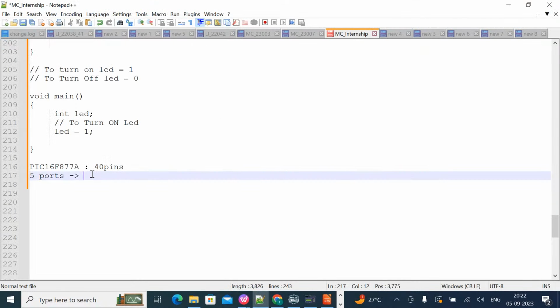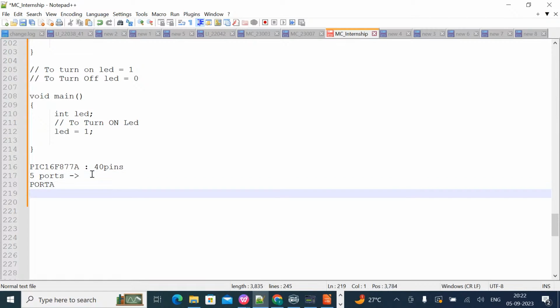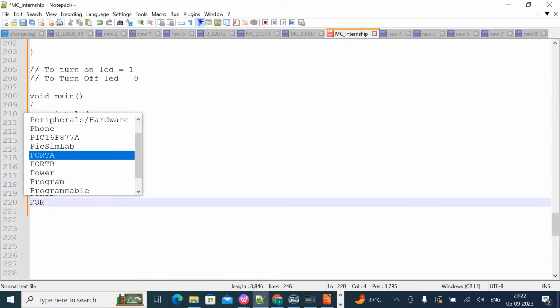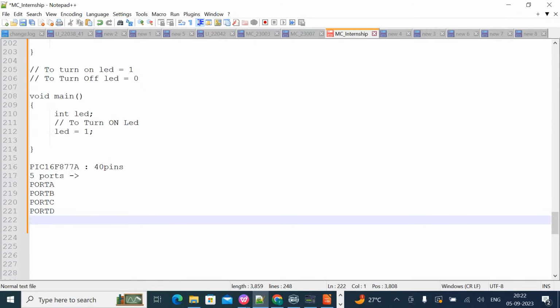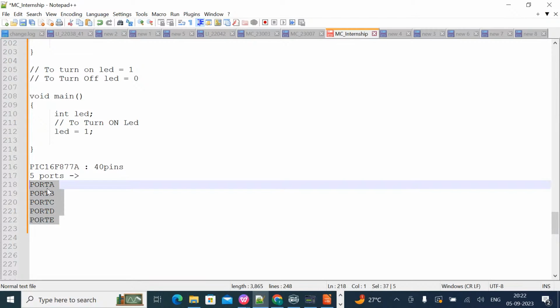So, what are the names? There is a port A, right? Then there is a port B. I'm forcing you to go with the proper names. There is a port C, there is a port D, and there is a port E. These are the names. You might have studied other port names in the case of other microcontrollers, like D0, D1, D2. That's fine. But for this microcontroller, how many ports are there? 5. And what are the names? Port A, port B, port C, port D, and port E.